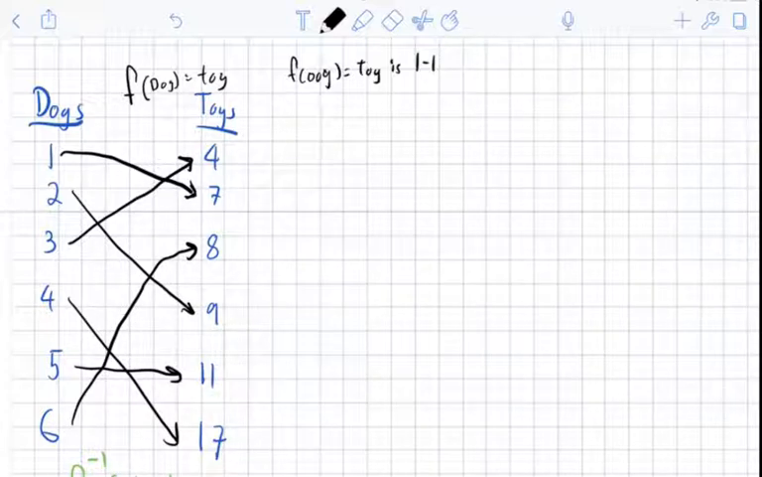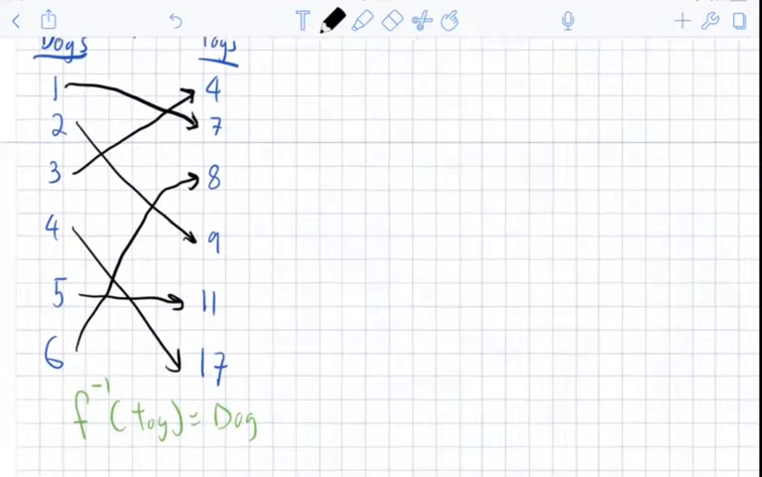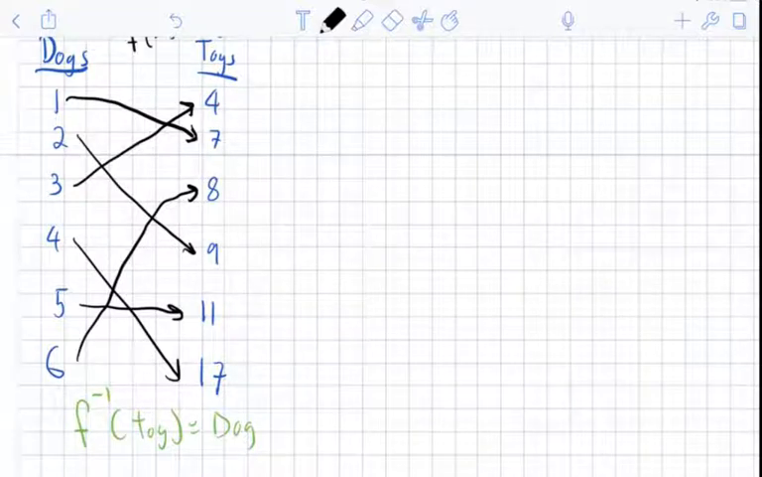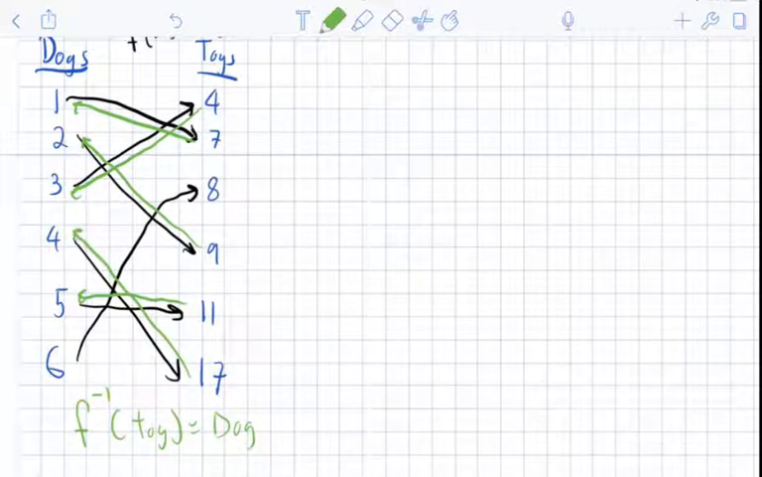So that means that I can write an inverse function. I'll do that with green. This inverse function tells me which dog corresponds to which toy. So if I say, hey, whose favorite toy is toy number 9, you can look up and say, oh, it's dog number 2. You see? These green lines represent the inverse function.